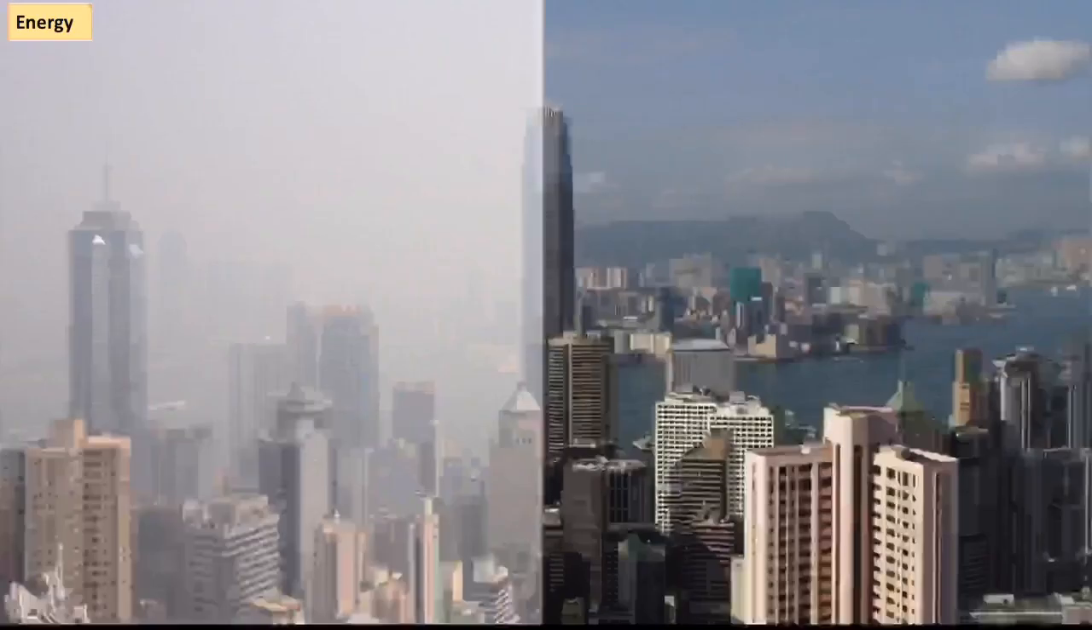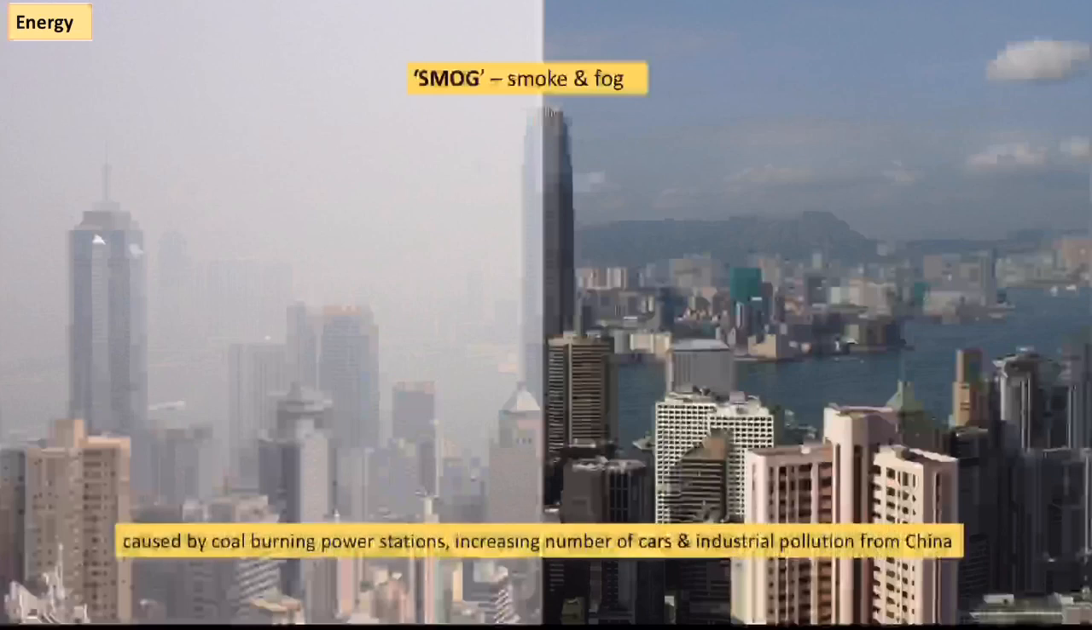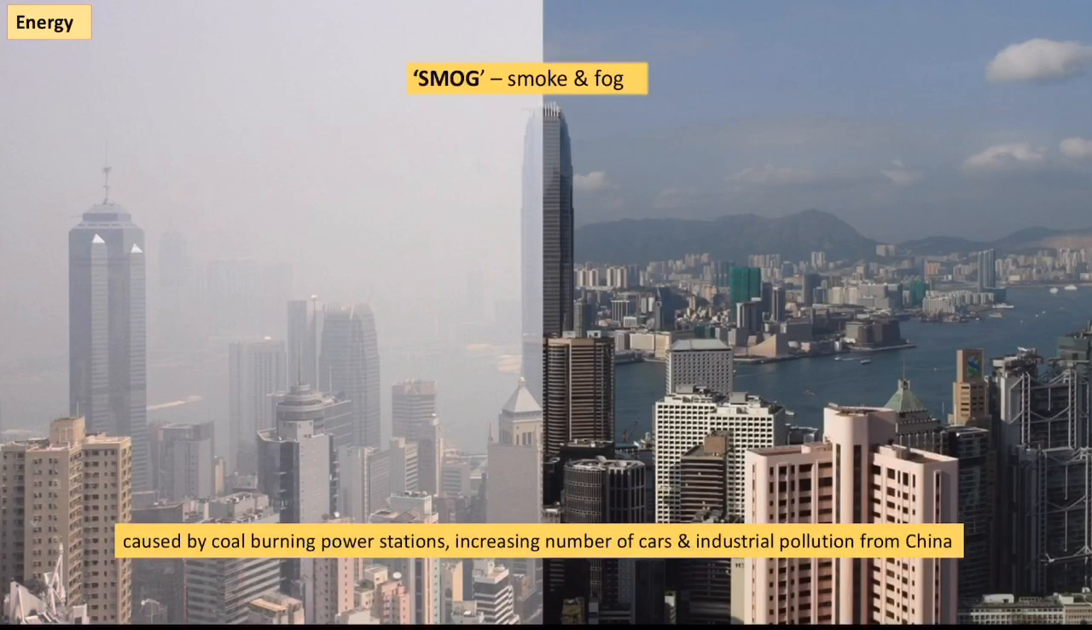The use of those coal-powered power stations creates something called smog. So this is where natural fog mixes with the pollution that is fired out from the coal from those power stations. We also talked about those cars on the road, so more cars, more coal being pumped up, and even adding some industrial pollution from just over the road in China. All of that adds up to create these really bad air pollution conditions where visibility can be really low at certain times of the year in Hong Kong.